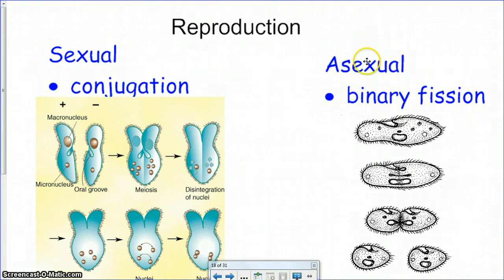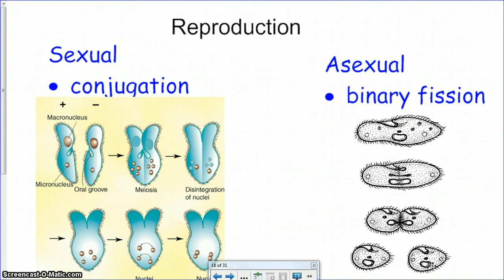The asexual method of reproduction is called binary fission, where it essentially just splits into two. So this one paramecium here is just going to split into two, and everything that's inside of the initial paramecium is going to be inside the daughter paramecium.